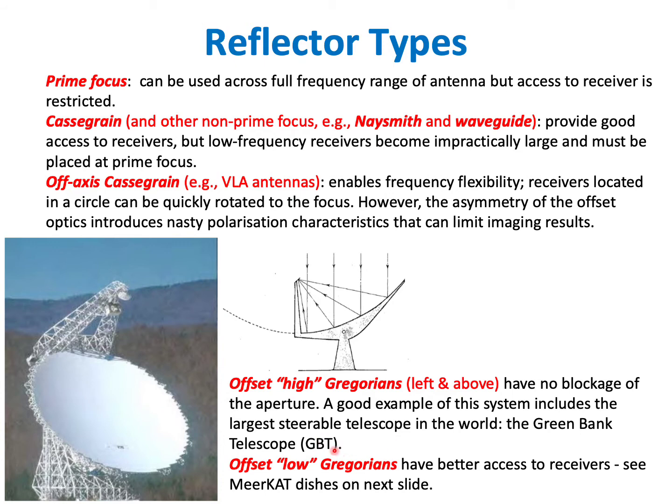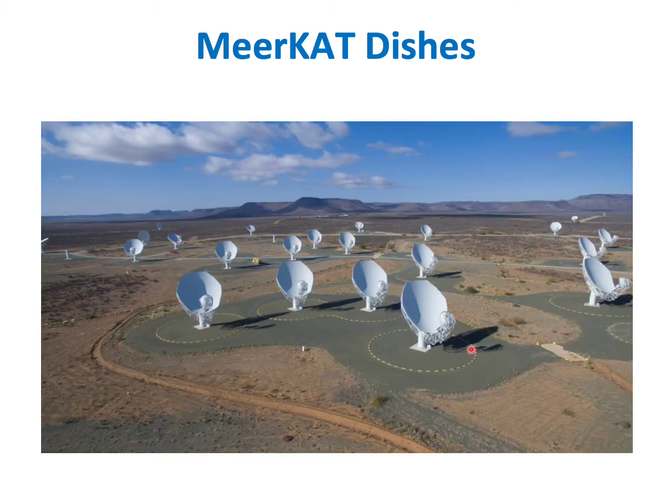Now, there's also the idea of an offset low Gregorian. So that has all of the advantages of an offset Gregorian. Again, no blockage of the aperture by the secondary or the prime focus, but also the receivers are closer to the ground. So here's an example of that. So here are some Meerkat dishes. So again, you can see offset Gregorian. You have your main dish, and then there's your secondary there, not blocking the aperture at all. But now this is low to the ground. Instead of being on the top of the telescope, it's on the bottom of the telescope.